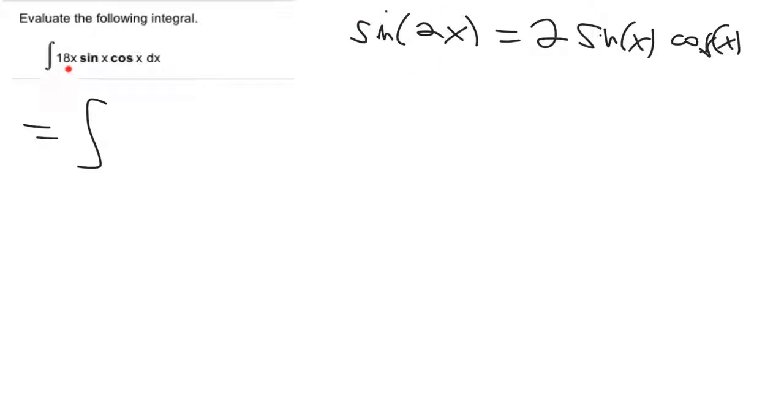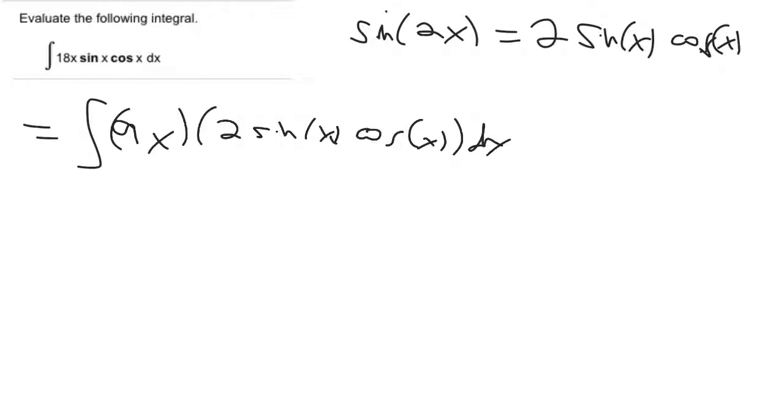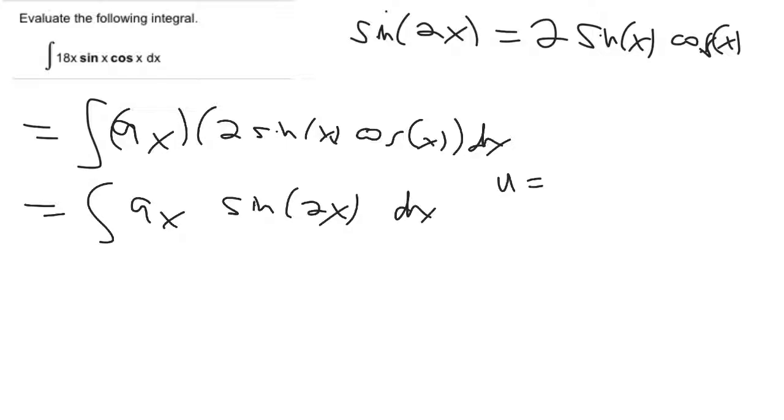So if I take a 2 out of this 18, I can rewrite this as 9x times 2 sine x cosine x. That's obviously exactly the same thing. And then I can in turn write that as 9x times the sine of 2x. And that problem is much easier to do using integration by parts. So to do that, I would have u equals 9x and v prime equal sine 2x.